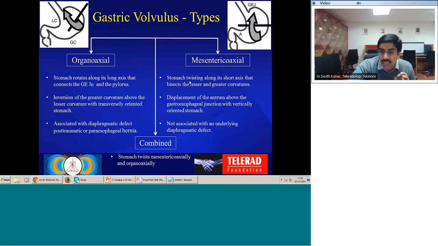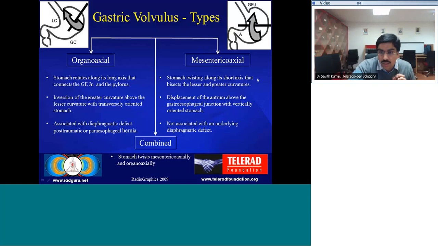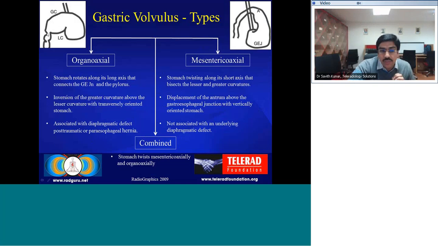Whereas in a mesenterico-axial volvulus, the stomach twists along its short axis. This is the short axis that bisects the lesser and greater curvature of the stomach. So in an organoaxial volvulus, the greater curvature is displaced above the lesser curvature, and the stomach has a horizontal or transverse orientation. Whereas in a mesenterico-axial volvulus, the antrum is displaced above the gastroesophageal junction, and the stomach has a vertical orientation. The organoaxial volvulus is usually associated with a diaphragmatic defect, which may be post-traumatic or a paraesophageal hernia. This association is usually not seen in mesenterico-axial volvulus. When we have a combination of both, it is a combined volvulus.